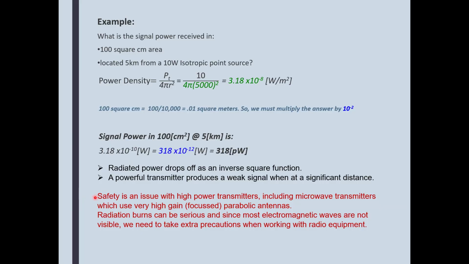So let me read this here. Safety is an issue with high power transmitters, including microwave transmitters, especially microwave transmitters, which use high gain focused parabolic antennas.